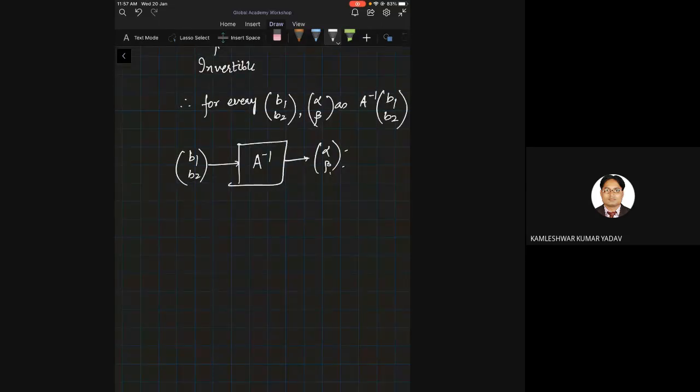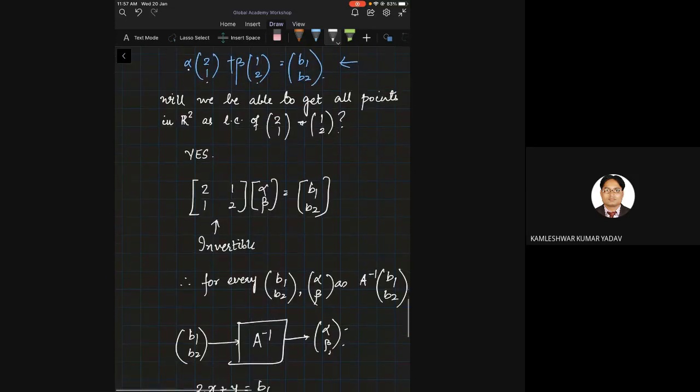After all, these alpha and beta are what? I could have written this as 2x plus y is equal to b1, and x plus 2y is equal to b2. Right? So what does this mean? I can get (x, y) as A inverse times (b1, b2). Is that right? That means you give different values of b1, b2, I will get different coefficients x and y, which means I will get different scalars alpha and beta like what I have here, which are basically my x1, x2 values. Is that clear?